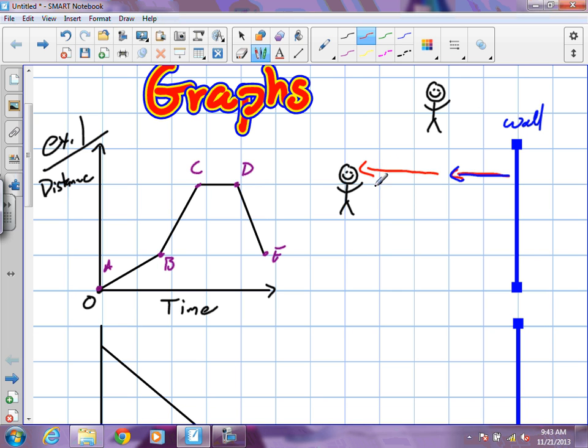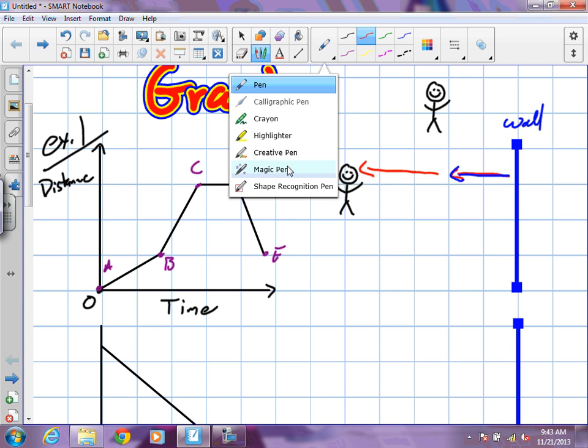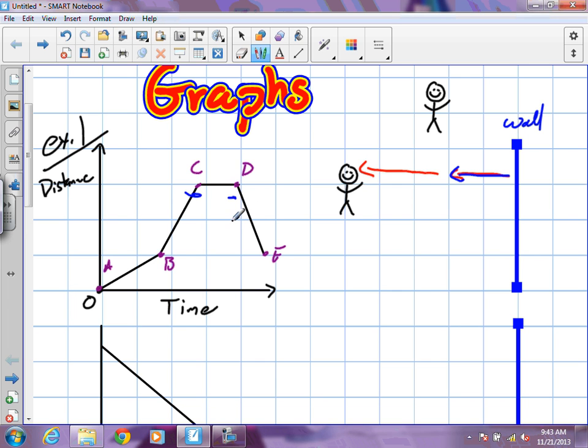Then, what happens from C to D? He stayed. This is constant. His distance hasn't changed. Okay? So, I'm going to write our letters to help us out here. This was from A to B. This is from B to C. From C to D, we'll use purple to represent it. He just stayed here. He didn't go anywhere.